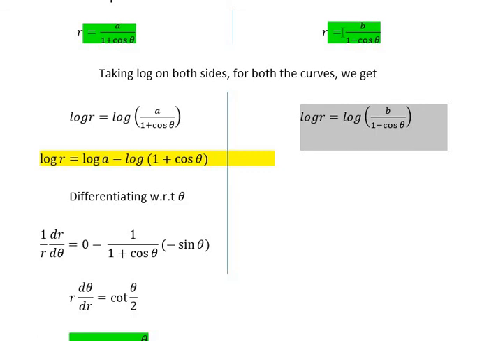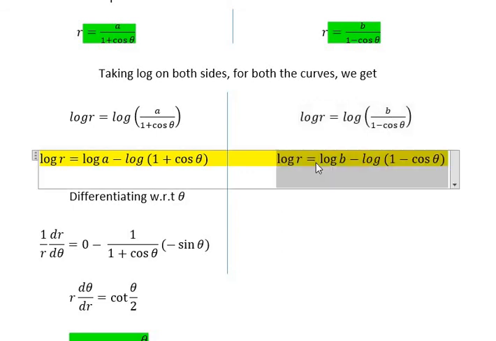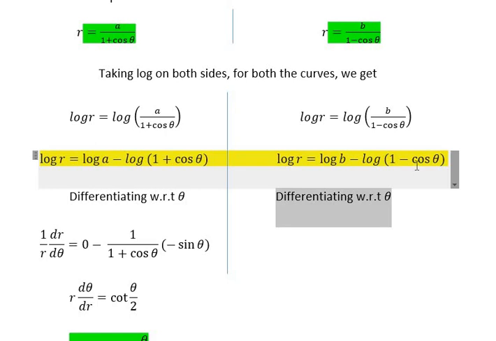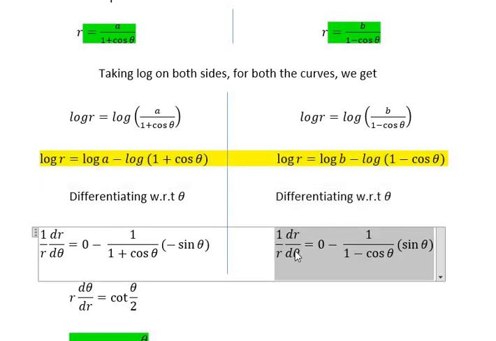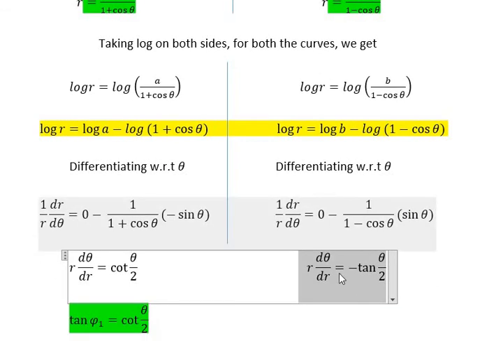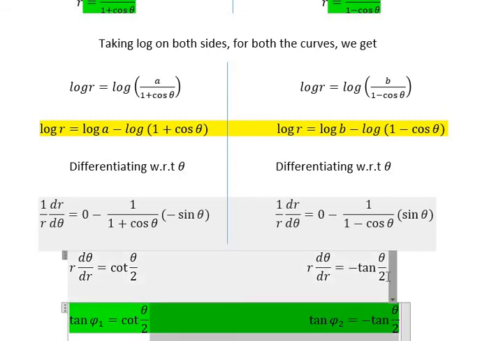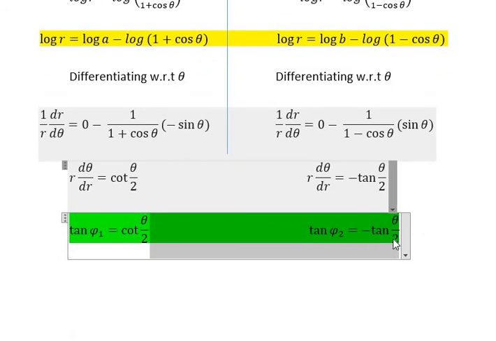By taking log of the second curve, log r = log(b/(1 - cos θ)), that is log r = log b - log(1 - cos θ). By differentiating this with respect to θ, we get 1/r dr/dθ = 0 - 1/(1 - cos θ) into sin θ. So that is equal to r dθ/dr = -tan(θ/2). Hence, tan φ2 = -tan(θ/2).